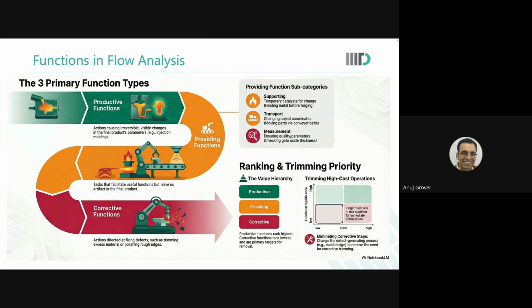Now, once we have mapped the entire flow into these functions, their cost, and everything, we can also start to identify what to trim. Which ones do you want to trim? Least functionality. What did we say for least functionality? Corrective have the minimum weight. Providing have a higher weight, and productive have the highest weight. So for least functionality, you will see corrective functions will always be the first ones that you want to trim.